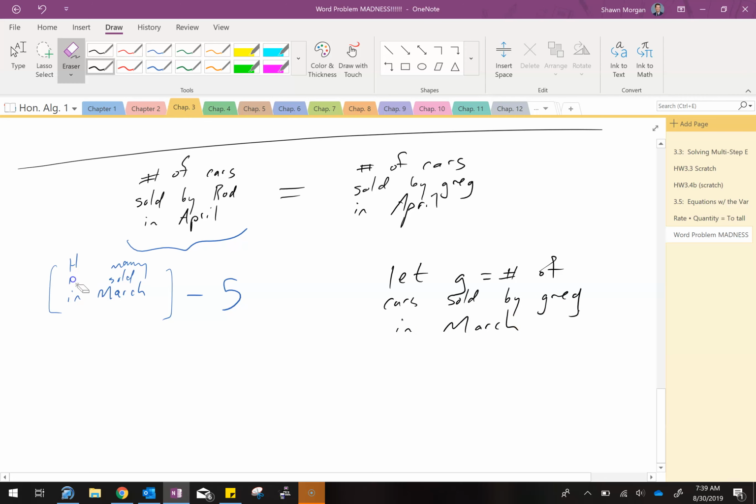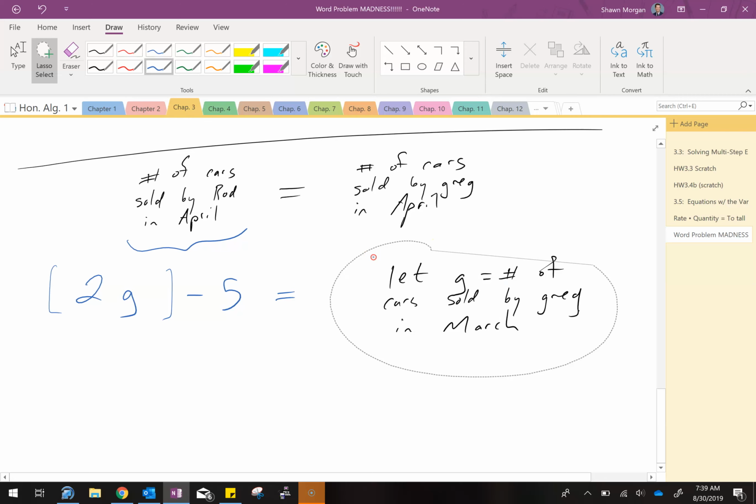Now I can say, all right, the number of cars that Rodney sold in March is going to be twice as much as Greg. So in other words, 2G. So the number of cars sold by Rod in April is going to be 2G minus 5. Now I've got one side of my equation, and now I'm just looking to come up with the other side of the equation.